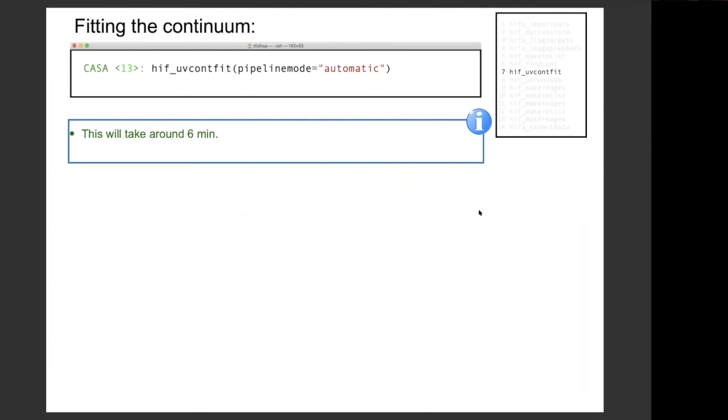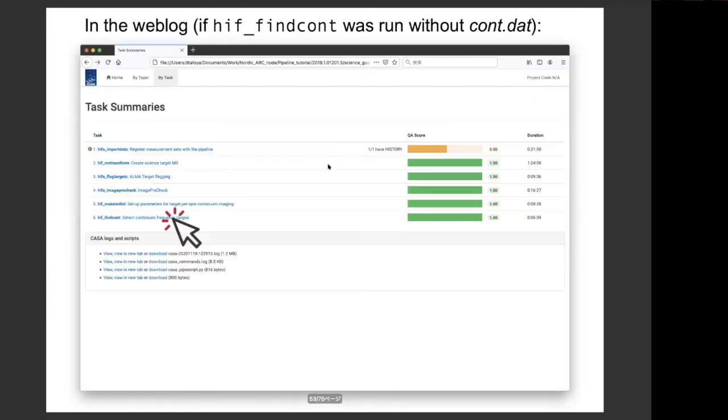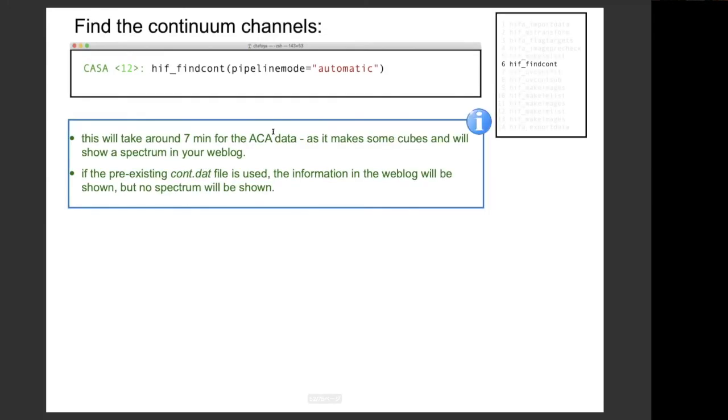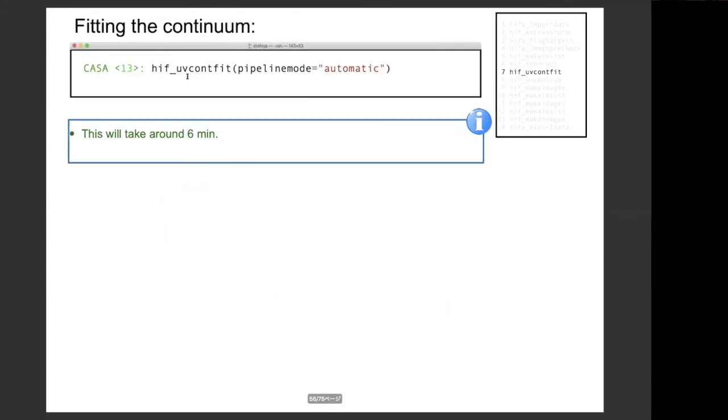Then we're going to run UV cont fit to fit a continuum. It is run in this way, just like this, and then it will take some time. Like I said, after having copied the cont.dat file into your working directory and having run find cont, the next step is to run UV cont fit. And you run it like this.